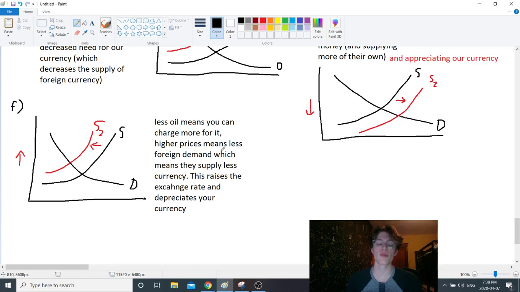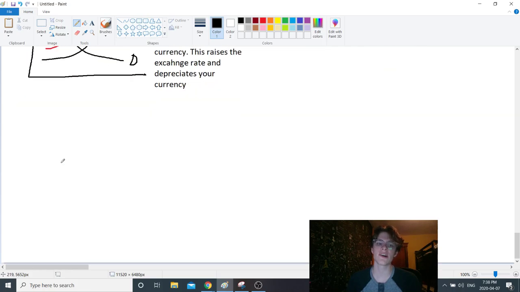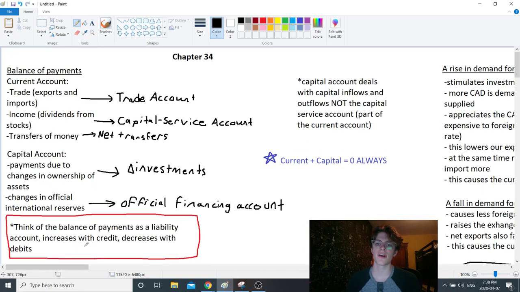You may have previously been exporting it to them, but now they say, no, it's too expensive. So that means that they're going to trade less of their own dollars for our dollars to buy our oil because they don't want to buy it anymore, so the supply is going to go down. That's going to increase the exchange rate, which will depreciate our currency. Couple more.